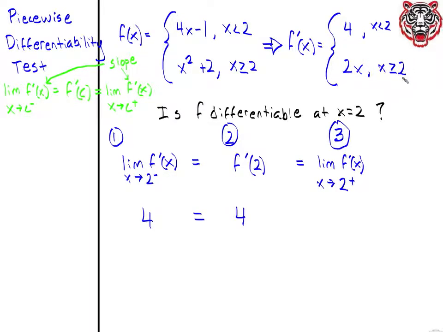What do we call these guys again? Suspect points. Yeah, the suspect point gets plugged in. 2 times 2 is 4, and that's equal to 4, because it's the same trick. It is differentiable at x equals 2.